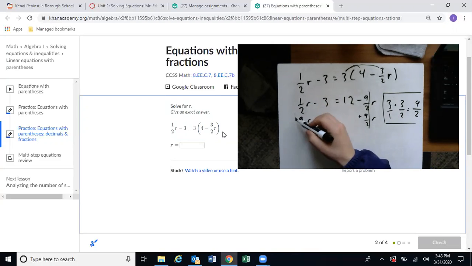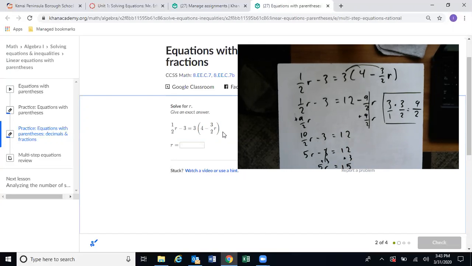So 1/2 r plus 9/2 r is 10/2 r, minus 3 equals 12. Okay. I can simplify this. We've got 10/2. 10 divided by 2 is 5, so that's 5r. Whenever we can simplify a fraction, we always do. Makes life easy on us. Minus 3 equals 12. I'm going to add 3. We're running out of space here. 15 equals, so 5r. Those 3's cancel out.